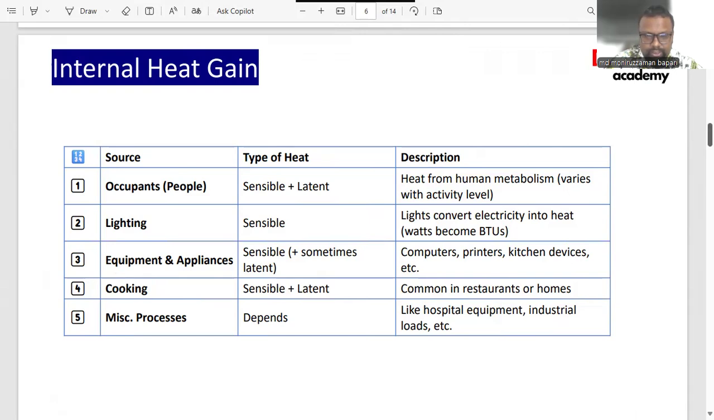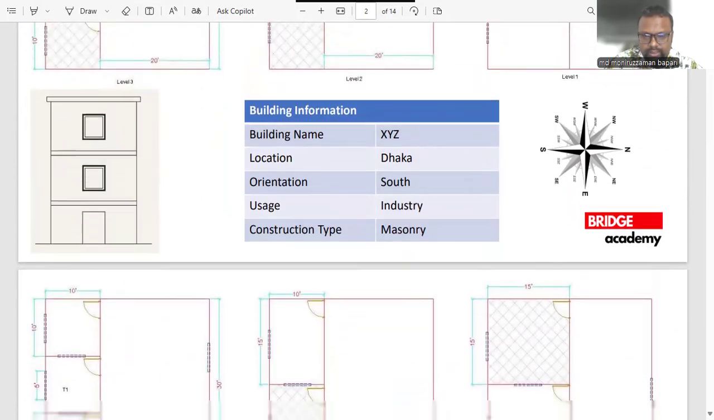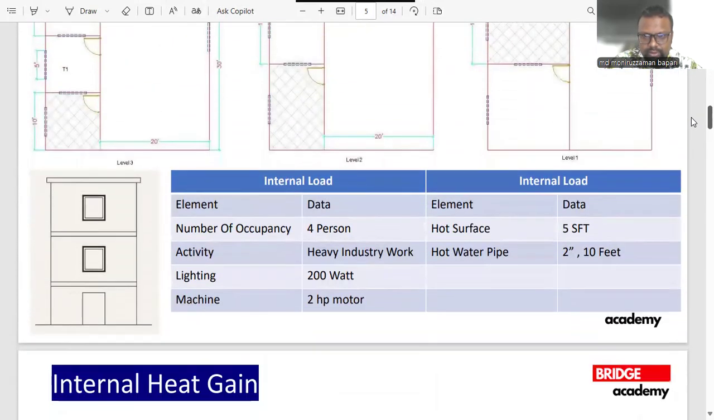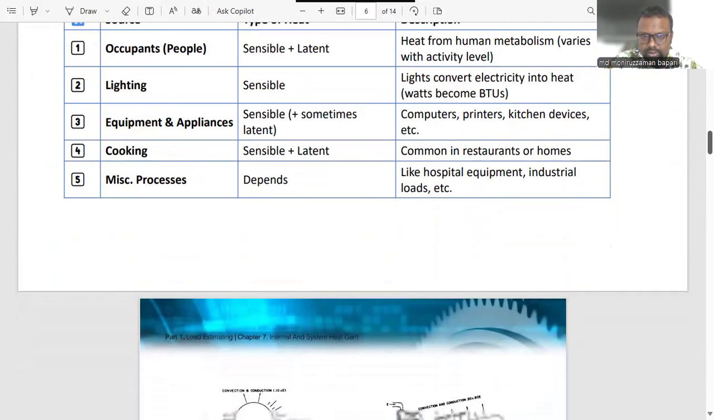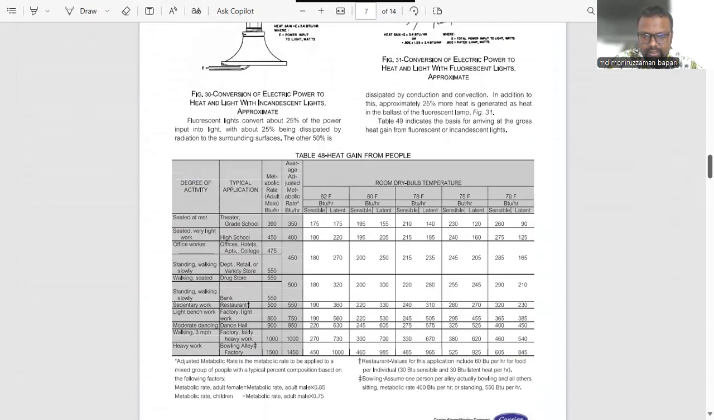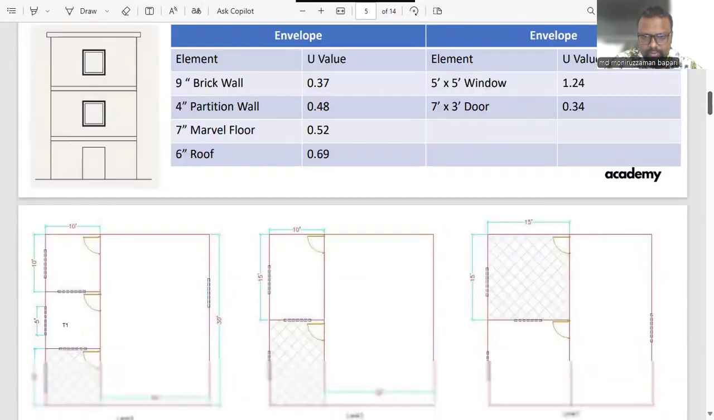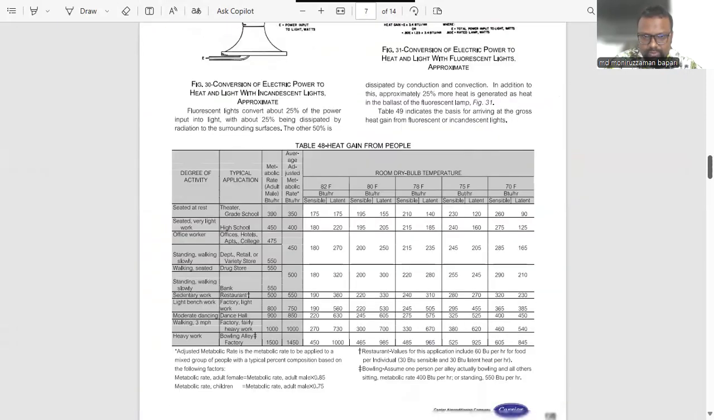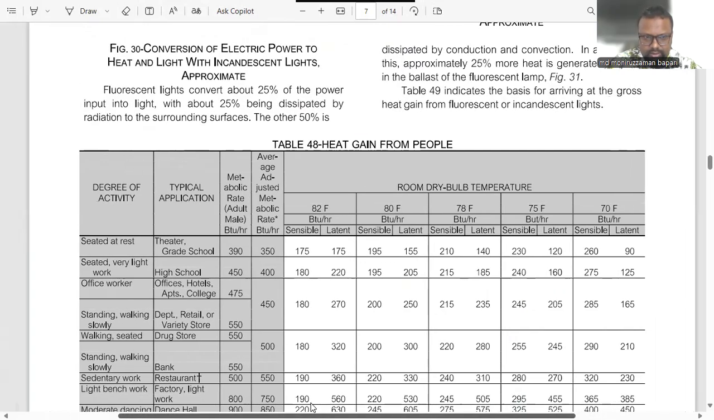Okay, starting with humans. For now, we know how many people are inside. Let's consider 4 persons inside the facility, and they are doing heavy work as per the information we have from the data sheet. Let me find the data sheet. Yeah, 4 persons, heavy industrial work. So for these people, there will be heat incurred, sensible and latent heat, introduced in the facility.